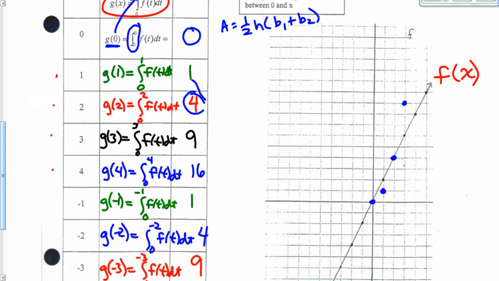Let's keep going in the negative direction now. g of negative 1 is positive 1, otherwise known as 1 squared. g of negative 2 is 4, otherwise known as 2 squared. And g of negative 3 is 9, otherwise known as 3 squared. So the shape that I end up with is a parabola, as it should be. I should get a parabola because I started with a linear function, and the antiderivative of a linear function should be a quadratic. So this is what I get for the graph of g of x by using the fact that the definite integral is an accumulator. I keep adding up areas as I go.